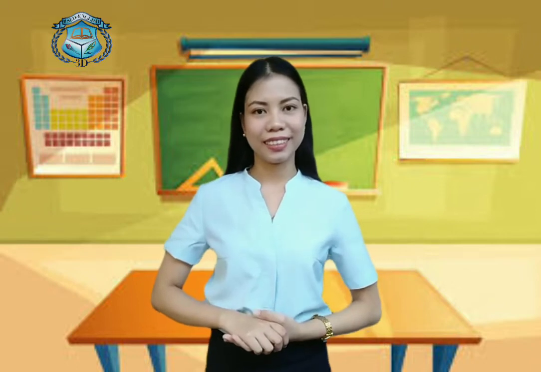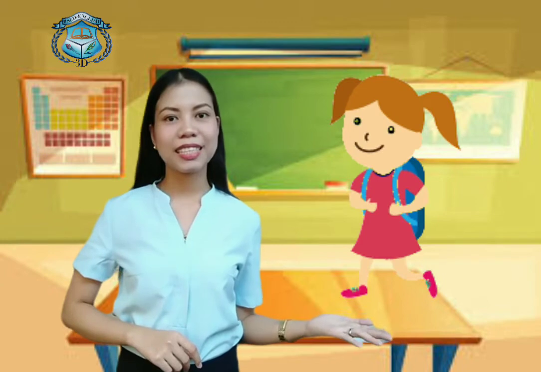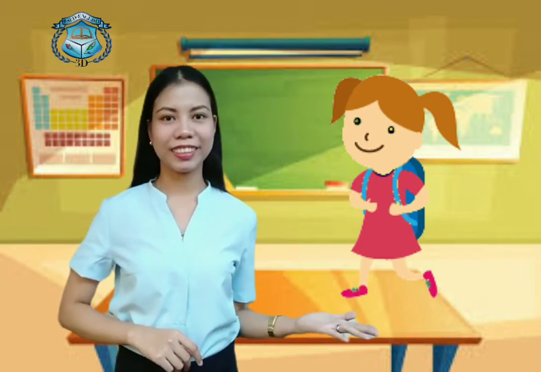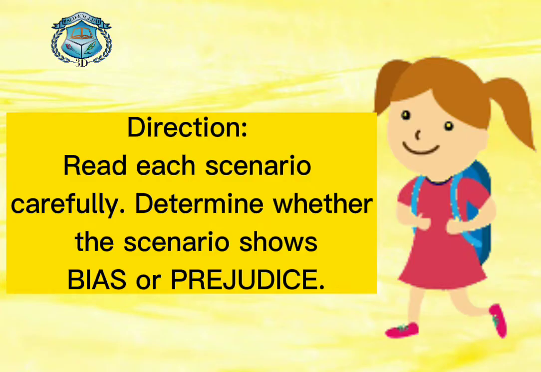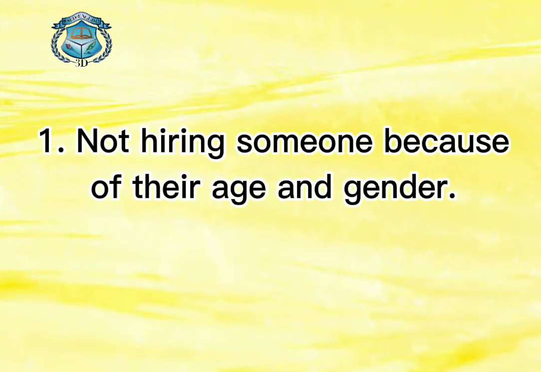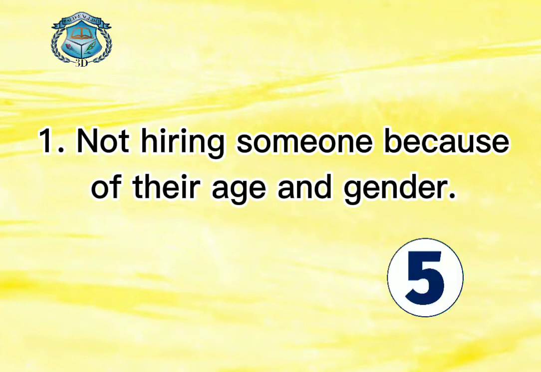Alright, let's have an activity to measure your understanding. Here is Margie again to give us the instruction. Direction. Read each scenario carefully. Determine whether the scenario shows bias or prejudice. Number 1. Not hiring someone because of their age and gender.